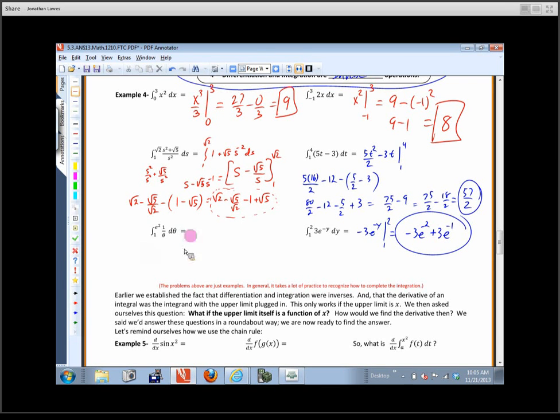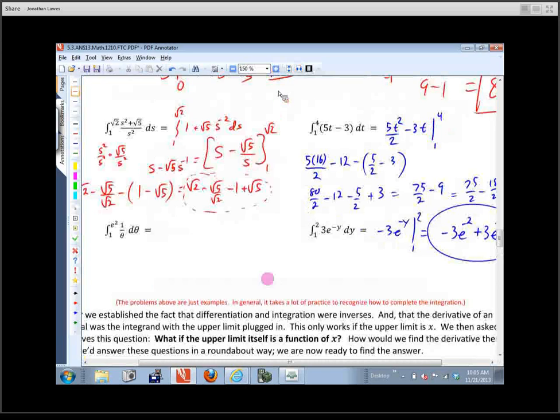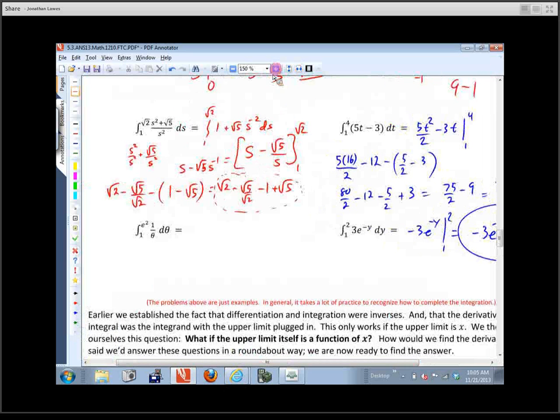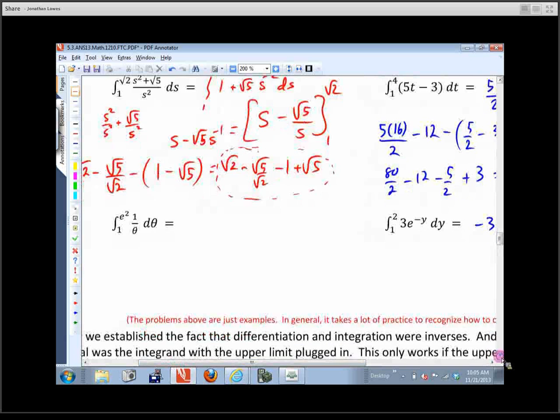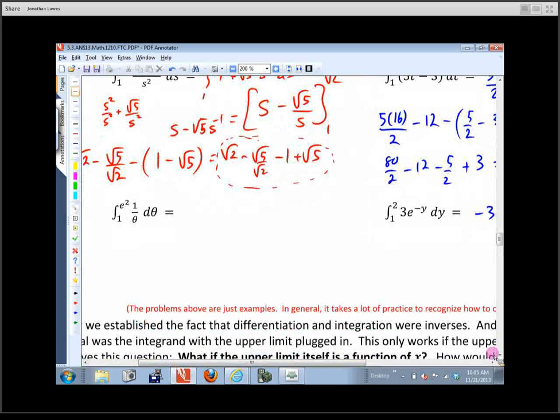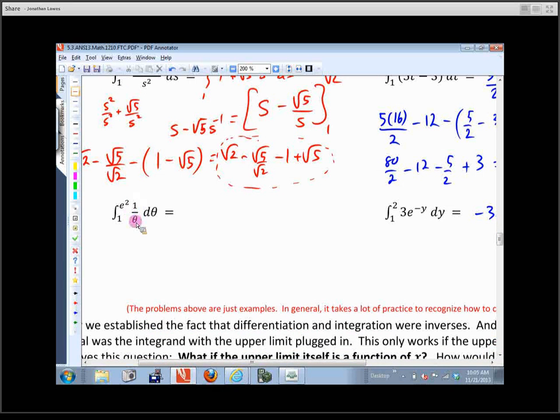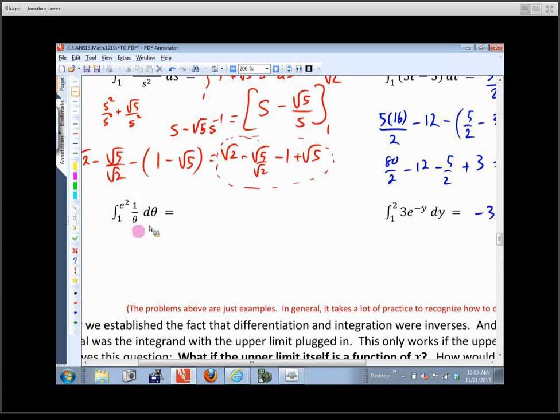Let's go ahead and do this problem and then we'll finish up the lecture on this section. So here's what we've got. We've got the definite integral from 1 to e squared of 1 over theta d theta. Again, here's the integrand function. It's a function of theta. There's our differential. This literally has an interpretation. These would be the heights of each one of those rectangles, and those would be the widths of each rectangle. That's why that d theta or dx or dy or whatever it happens to be is important.